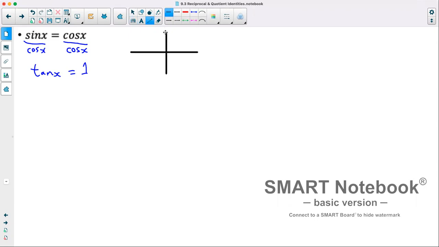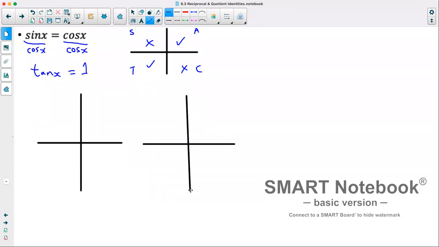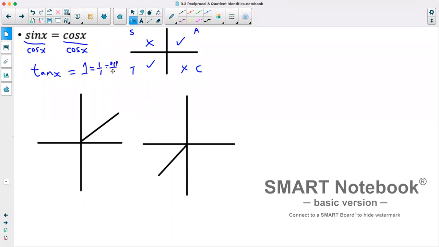Now we'll quickly use our cast rule. Tan is positive here and here, where it's negative here and here. So we'll draw out two coordinate grids, one where we're here and one where we're here. Now, 1 is the same as 1 over 1, and tan is our opposite over adjacent. So that means that this side is 1, this side's also 1. This side's -1, this side's -1. So you should recognize that as one of your special triangles, and as such, you should know that this angle is pi over 4.